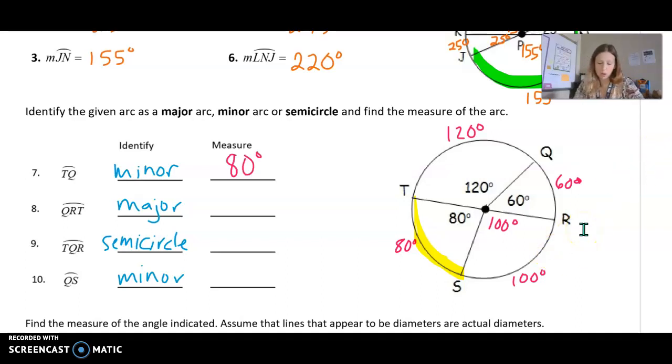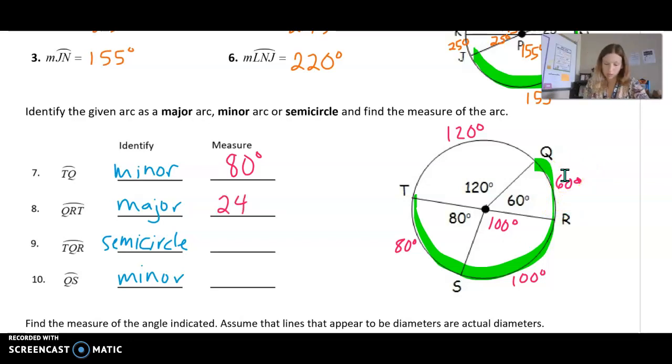The next major arc is arc QRT. You can add them all up, 60 plus 80 plus 60 plus 100 plus 80, or you can just do 360 minus the arc that's not included. So 100 plus 80 is 180, plus 60 is 240. It is a really big arc.